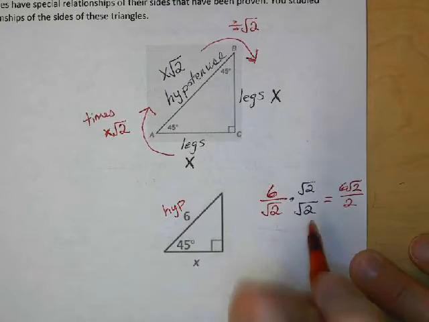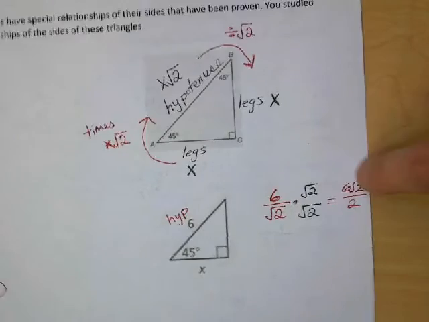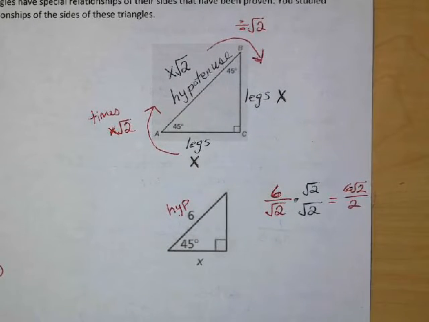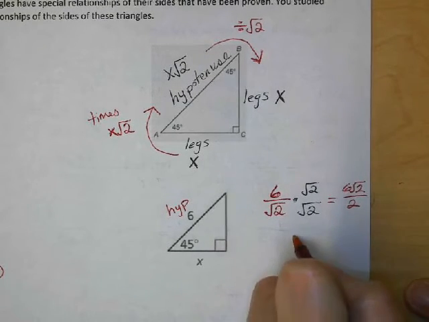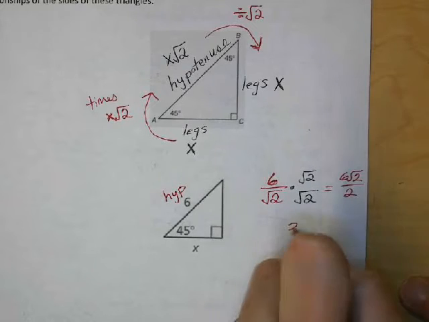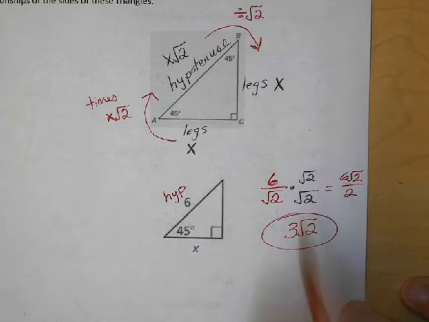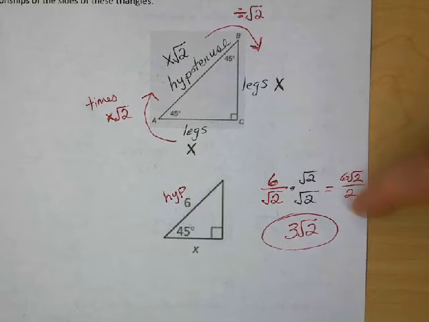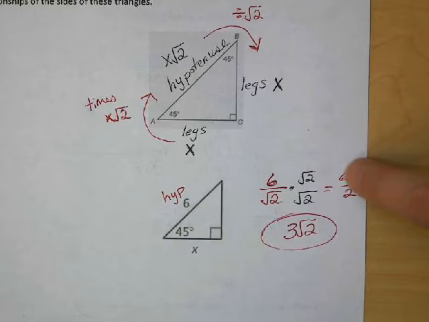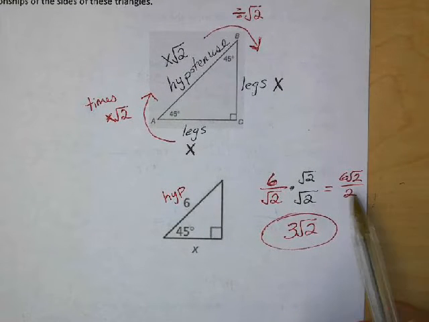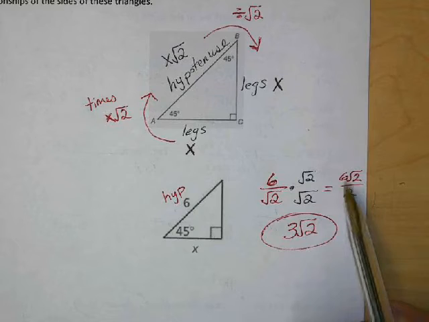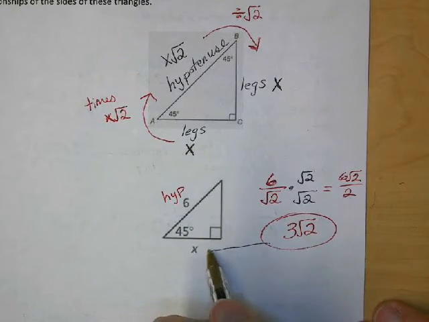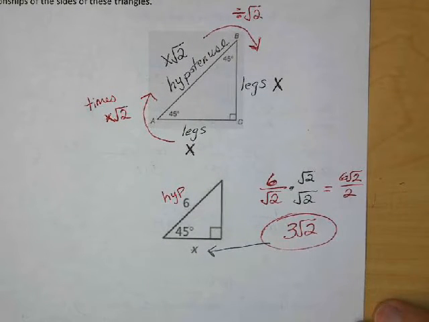Well, that can reduce. The numbers that are not in the radical, the 6 and the 2, reduce. Not the radical 2, but the 6 and the 2. So you know what the final answer is? Yeah, 3 square root of 2. That's the answer. This 2 goes into 6. Yep, so that leg is 3 square root of 2.